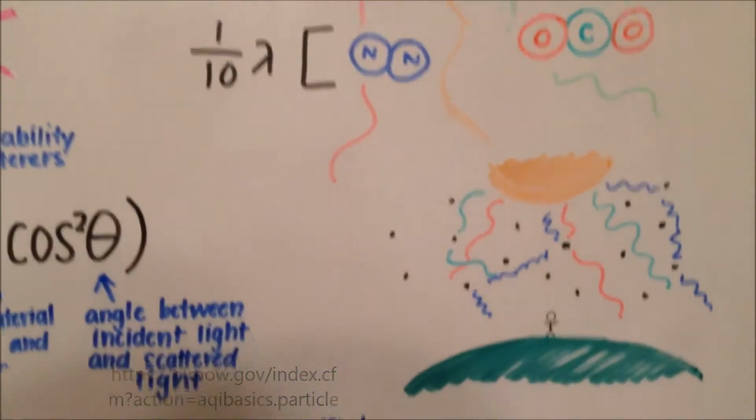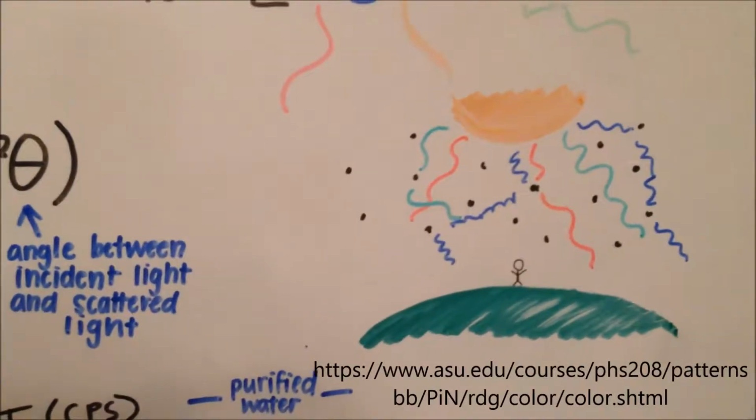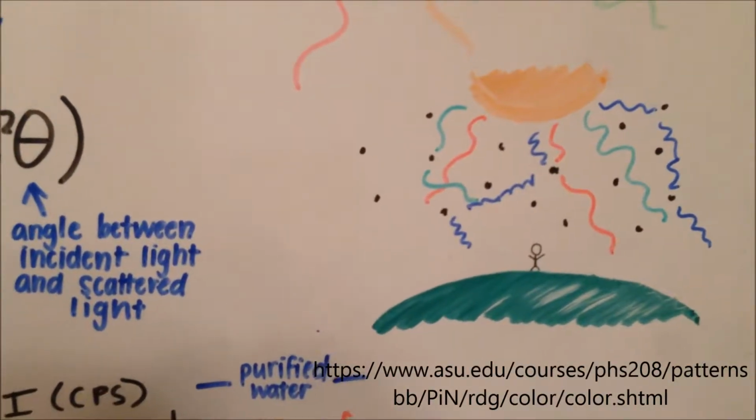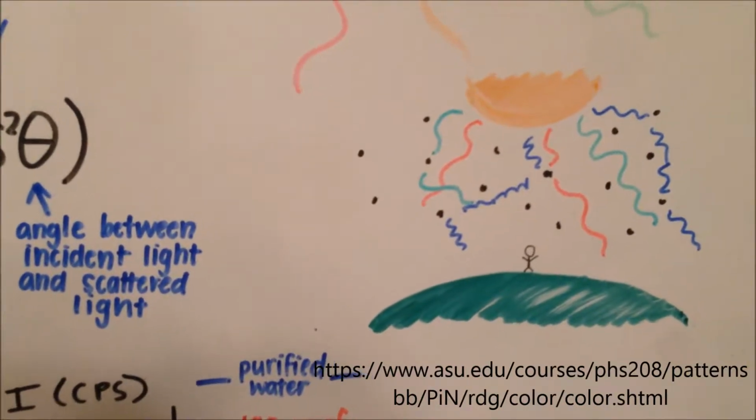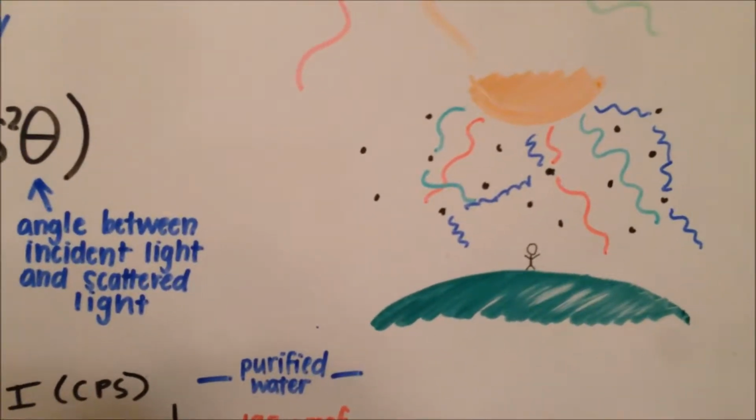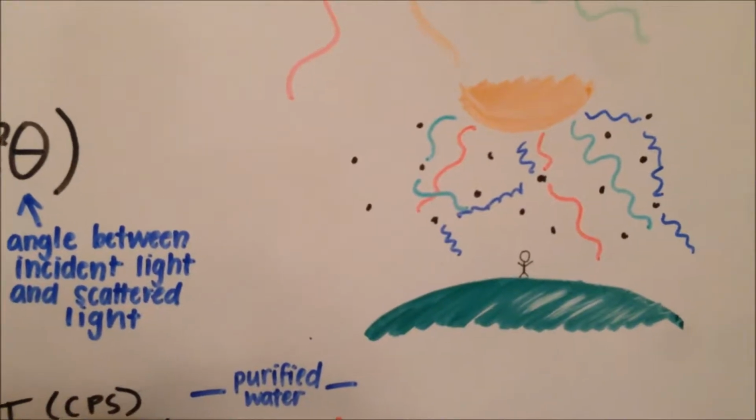The sun emits pure white light, which is a combination of all of the visible wavelengths, which range from 380 to 700 nanometers. Blue light has a shorter wavelength than red light, so it is scattered more efficiently, and that is why the sky is blue.